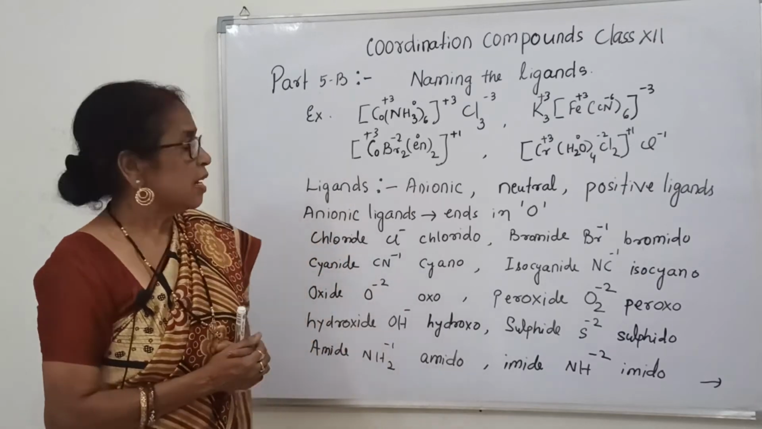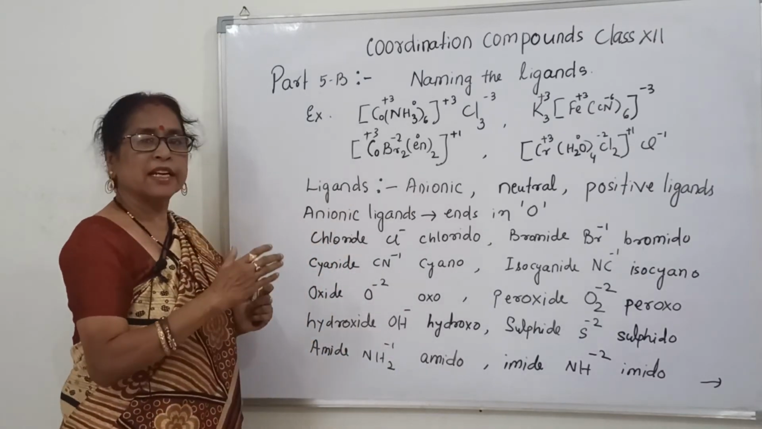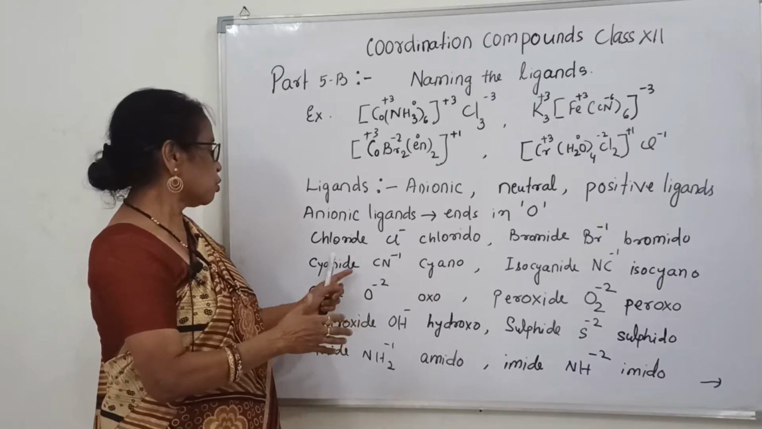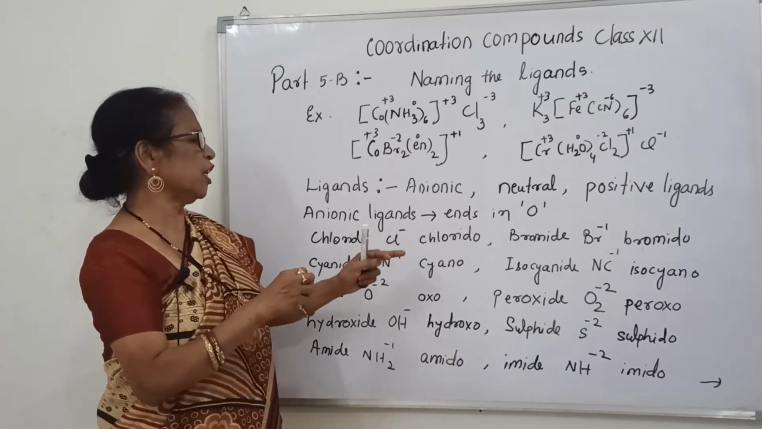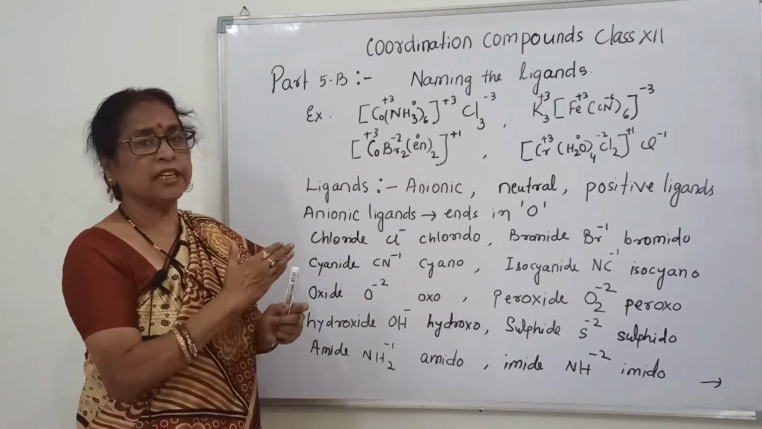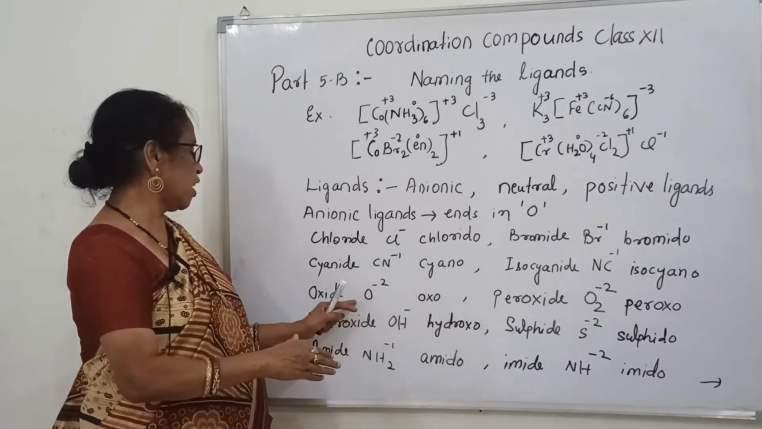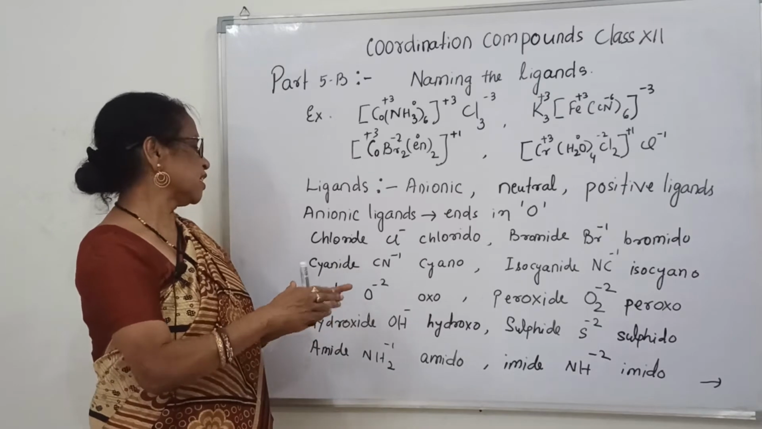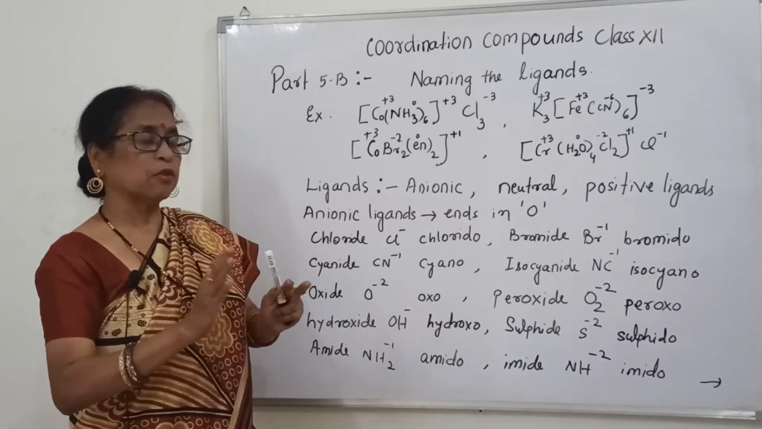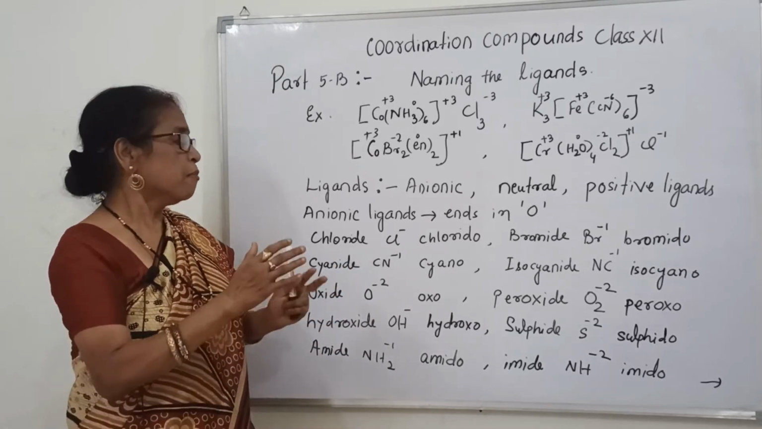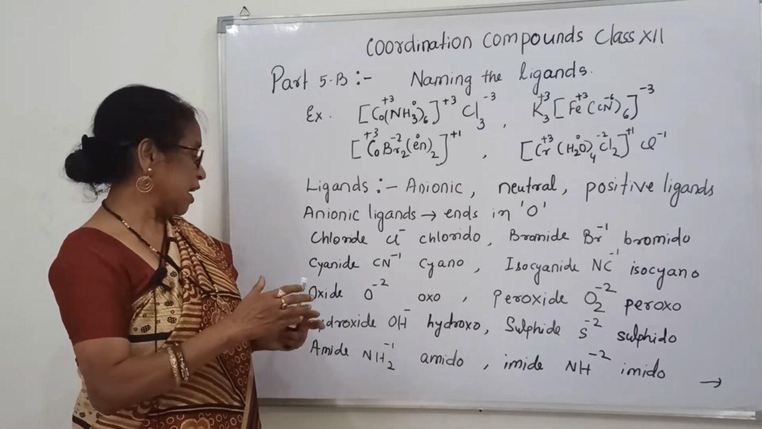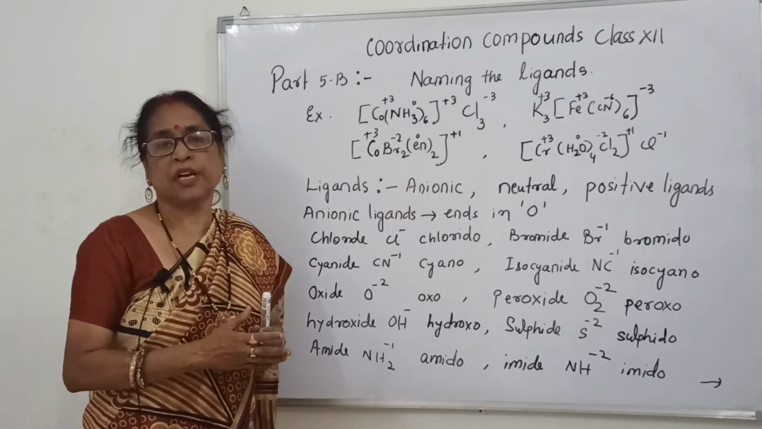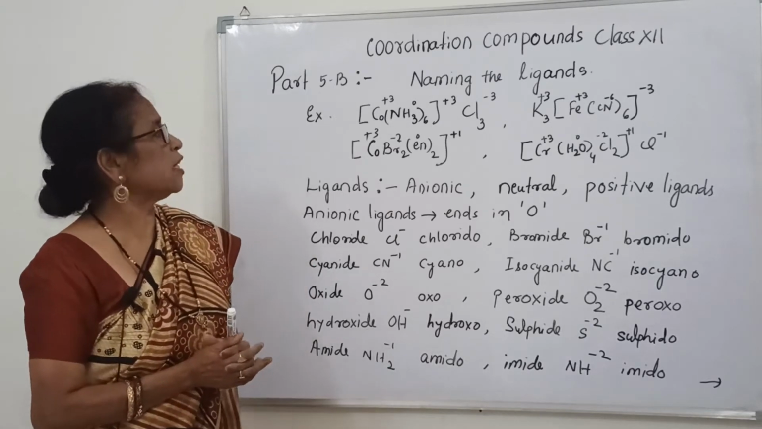Have you remembered? Now remember, anionic ligands always end in O, so you should write chlorido: chloride, the E you delete and write O. Similarly cyanide, again cyano, the IDE taken out, then only cyano, isocyano, peroxo, sulfido, imido, and amido, hydroxo, like this. So I hope it is clear.